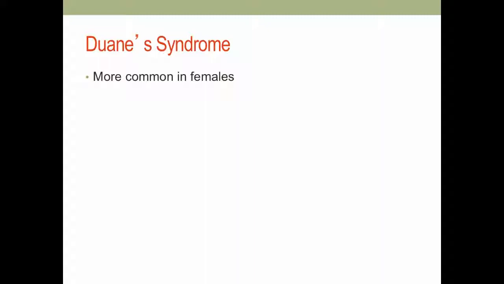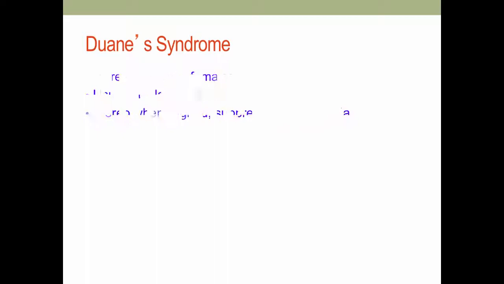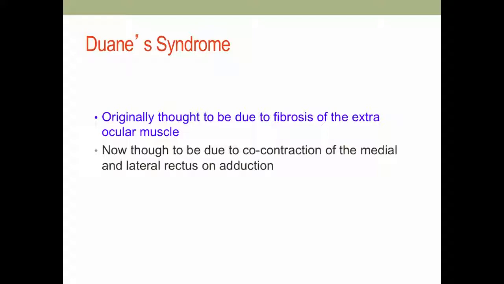Duane syndrome, which is common, looks like a sixth nerve palsy. It's most common in females, usually unilateral, can be bilateral. When they're aligned, they have stereopsis. Unless they have a cosmetic problem, they should not be touched. They may have a concomitant convergence insufficiency, which can be treated.